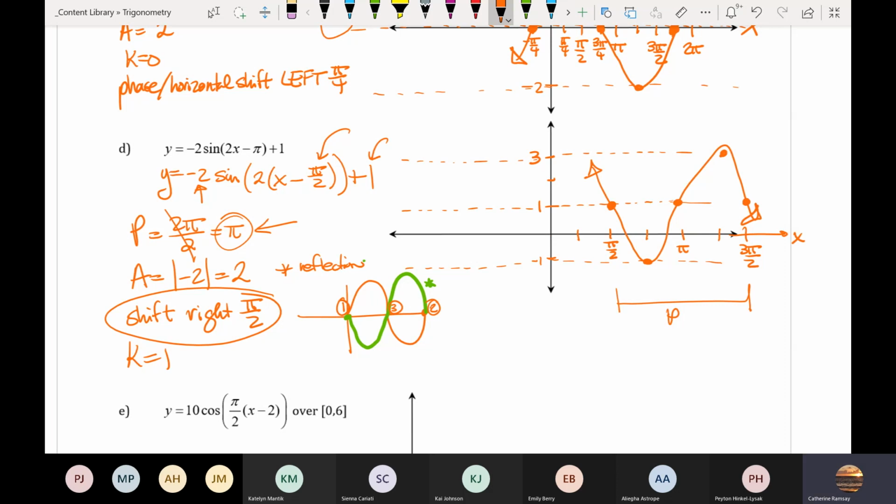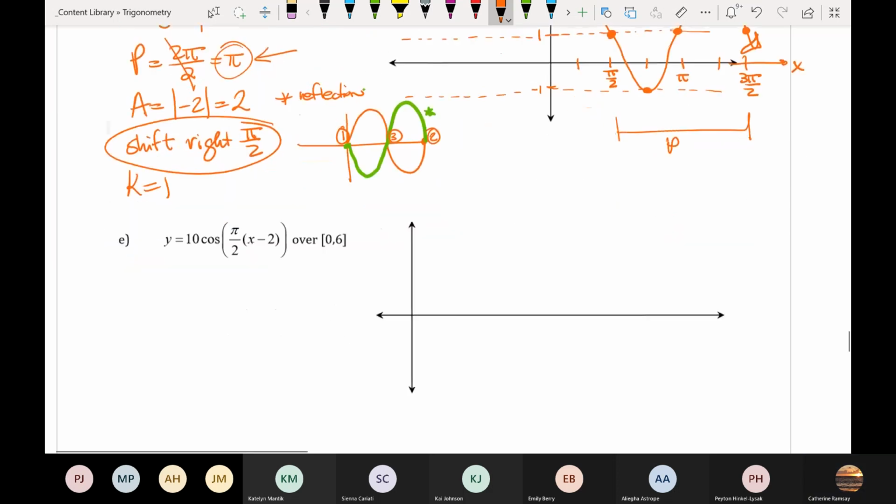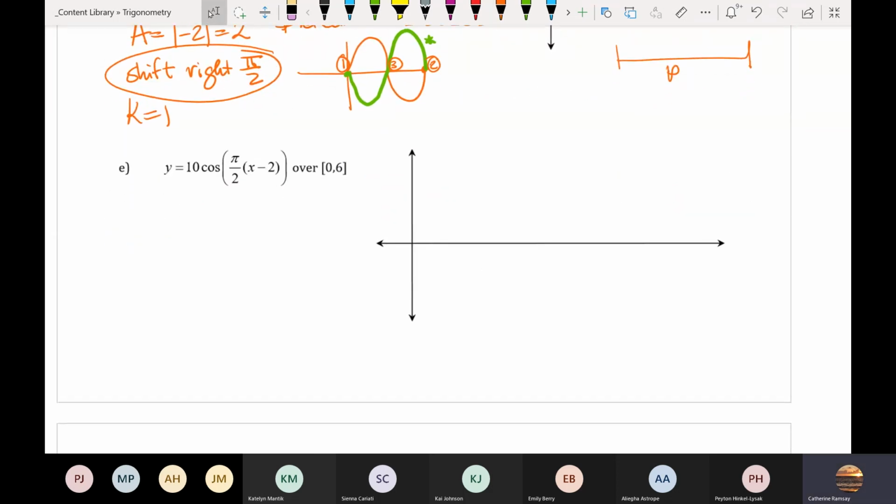Okay, how are we doing there? All right, last example. This time they tell you need to show enough graph for 0 to 6. And notice it's closed intervals, so that means we're not going to have arrows this time. It's going to be endpoints.